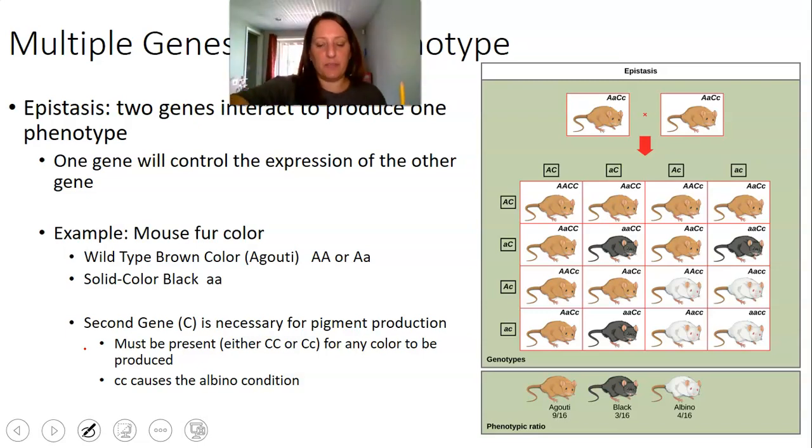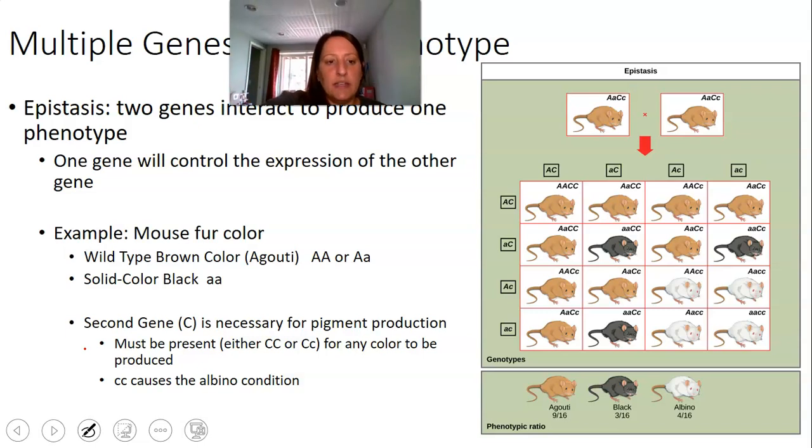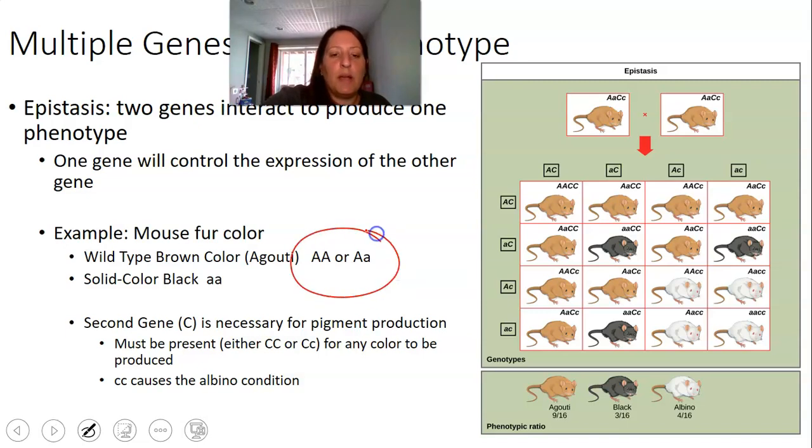Here's some more examples of epistasis. In this particular example here, we've got some mice. The mice can be brown, that's the wild type color, and that can be coded for by big A, or big A, little a. The recessive color is going to be little a, which is going to code for black. Okay, so these mice can either be brown or black.